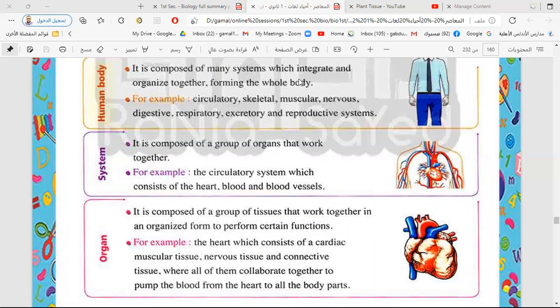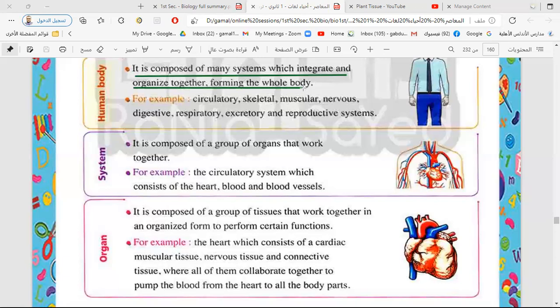Okay, these systems are integrated, متكاملة, and organized together, منظمة ومتعاونة مع بعضها البعض. They are integrated, بتكمل بعضها البعض, and organized together، يعني بتنظم عمل بعضها البعض.